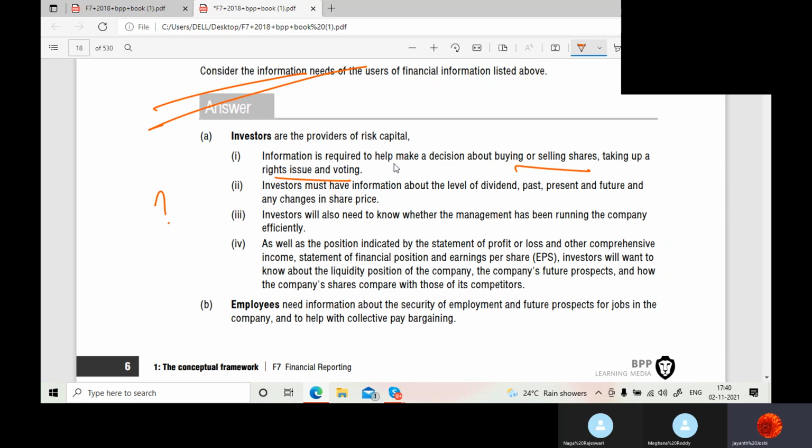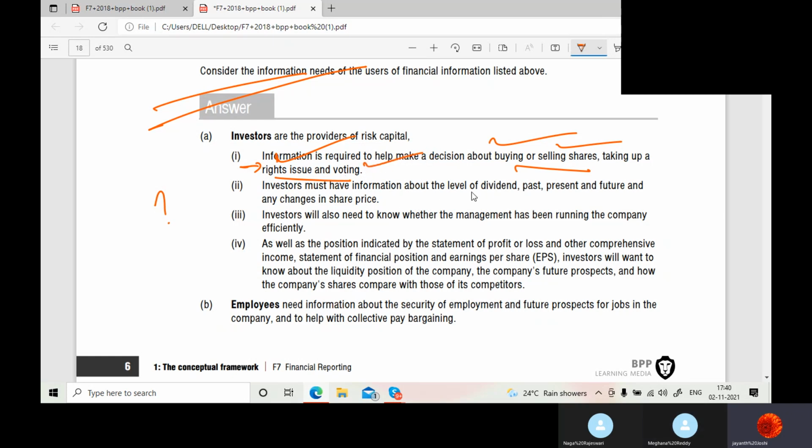So information is required to help make a decision about whether they want to buy or sell, or they want to take a rights issue. That means existing shareholders. The company will issue shares to them again, because a rights issue is nothing but shares issued to existing shareholders. So whether they have to take that, and they have to vote.